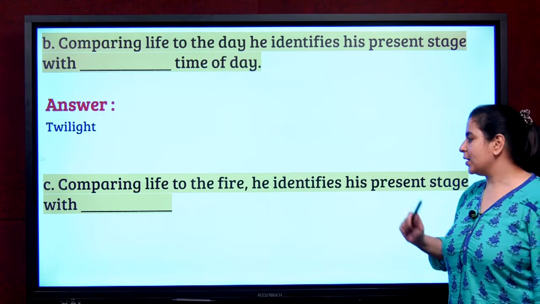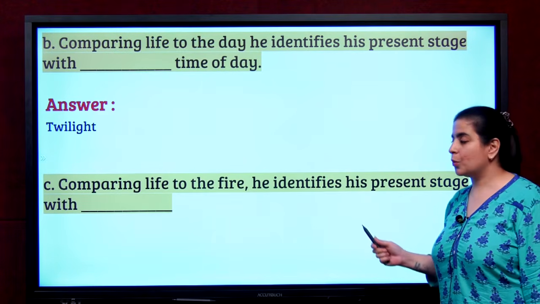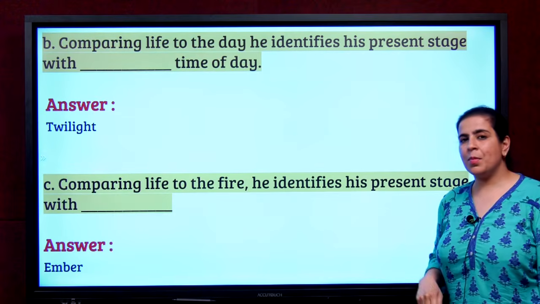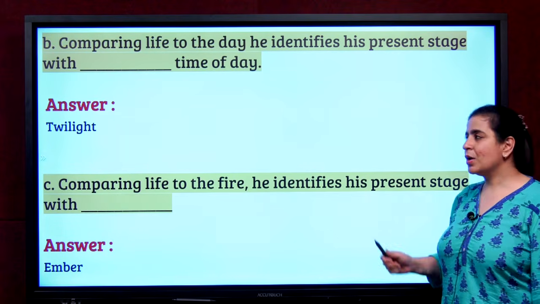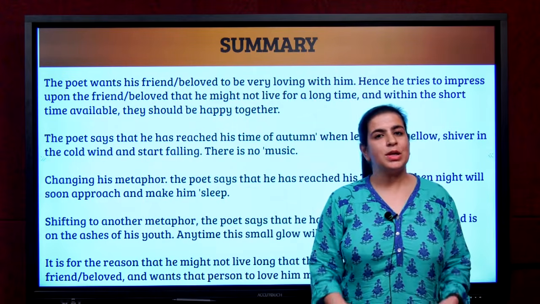Comparing life to the fire. He identifies his present stage with what? Now fire. Which part of fire? Ember. Just before it turns into ashes. This is where the poem ends. I hope you enjoyed the poem.